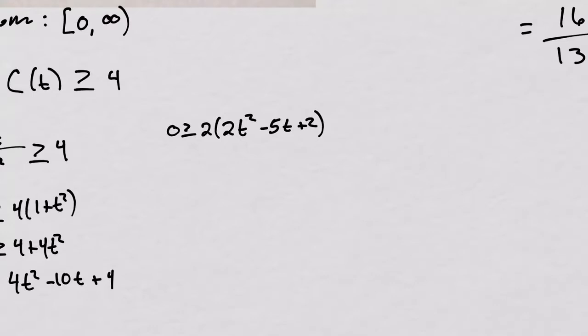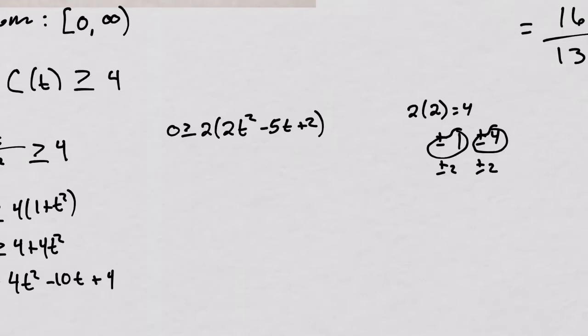Now we use the AC method of factoring to factor the inside of the parentheses. Well, I'm going to use my A, which is 2, my C, which is 2, and that gives me 4. List all the factors of 4, plus or minus 1, plus or minus 4, plus or minus 2, plus or minus 2. Which one of these will add up to give me a negative 5, which is my B term? Well, that's going to be negative 1 and negative 4.